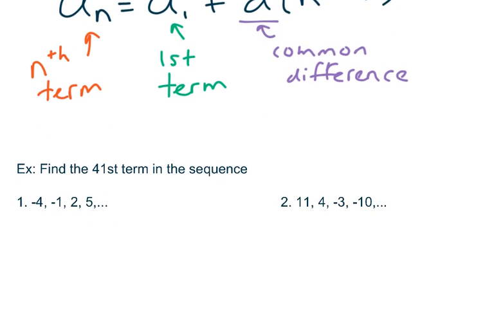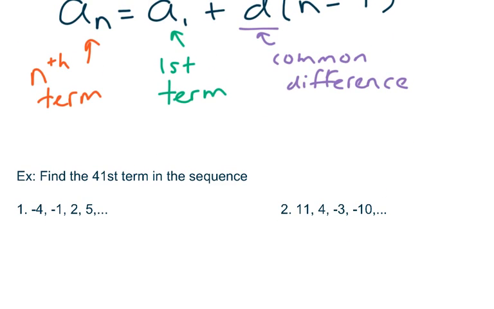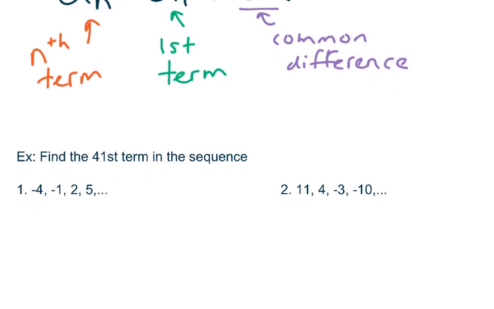So let's try using this formula to find the 41st term in the sequence. We've got a couple of examples here. So the first one, -4, -1, 2, and then 5. If you look, it looks like we're going up 3 every time. The -4 to -1, that's up 3. -1 to 2, that's also up 3. 2 to 5, again, up 3. So what we can say is that our d value is going to be equal to 3. We're going up 3 every time.